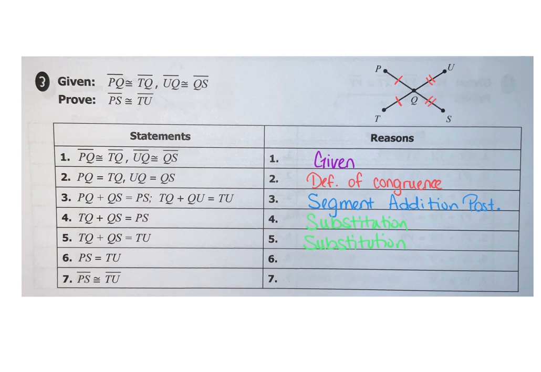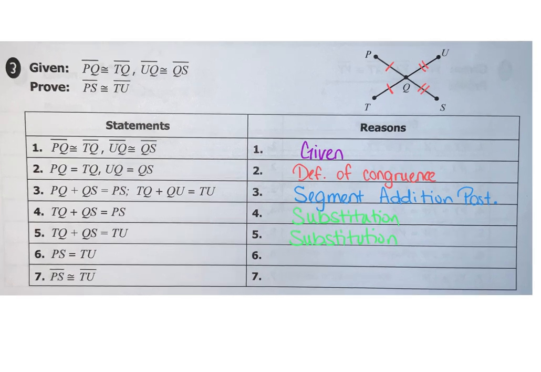What rule tells me if I have A equals B and B equals C, then A equals C? Yeah, so I went from PS to TQ plus QS, TQ plus QS to TU, then I went straight from PS equals TU. That is your transitive property.